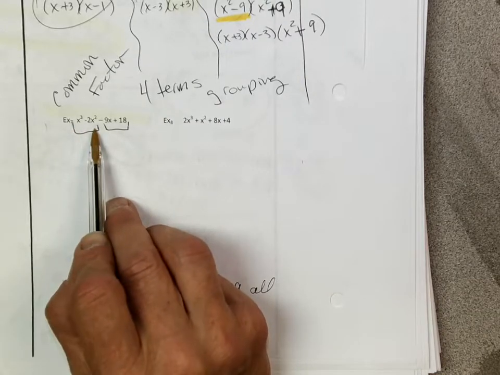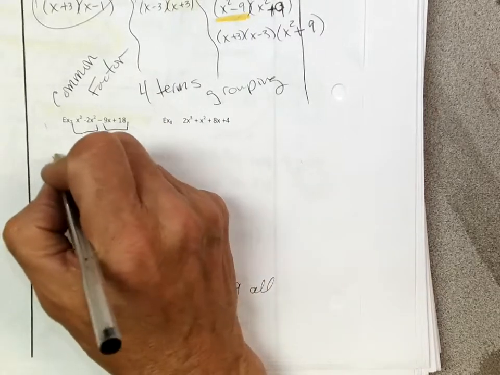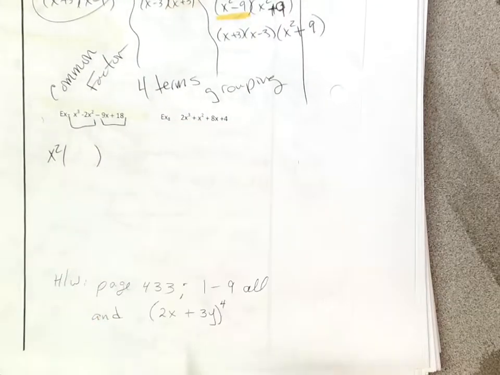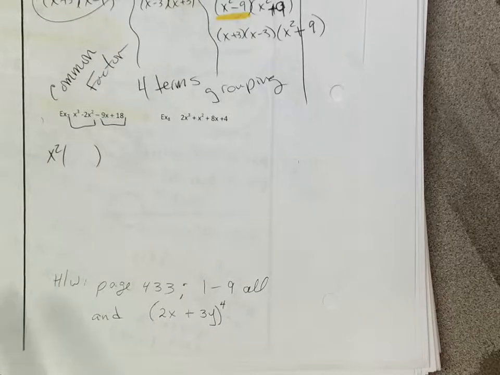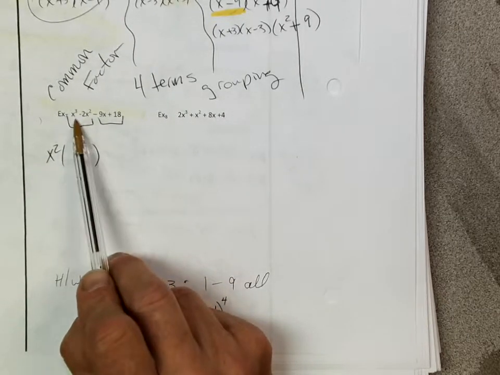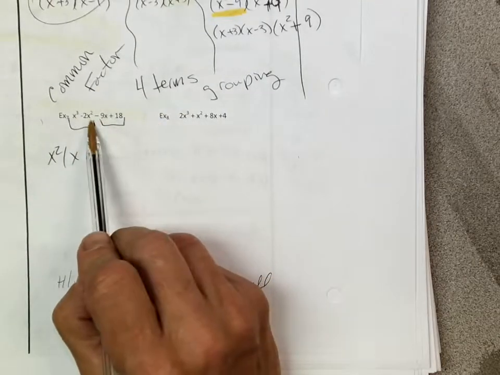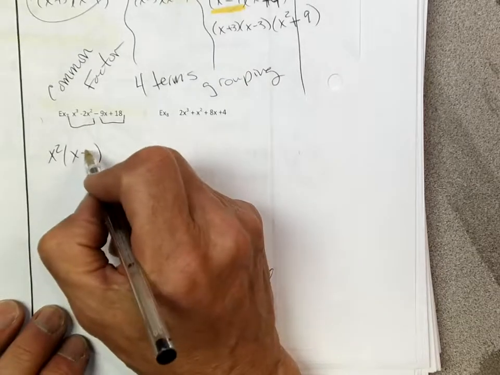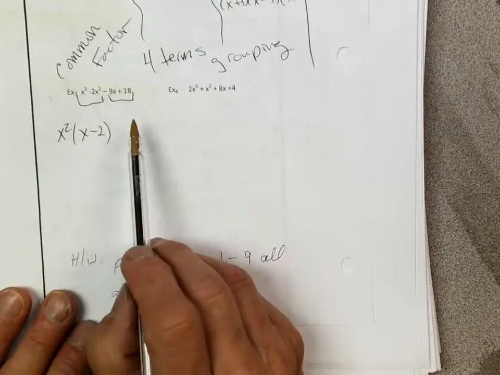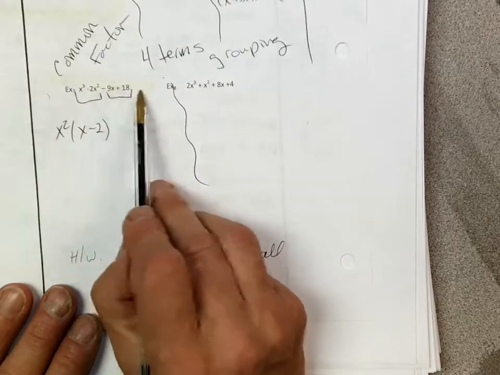They have an x, but they have more than just an x. They have an x squared in common. So out of these 2, if you pulled out the x squared, with the first term, what's left over? x. And if I take out the x squared in the second term, what's left over? Negative 2.